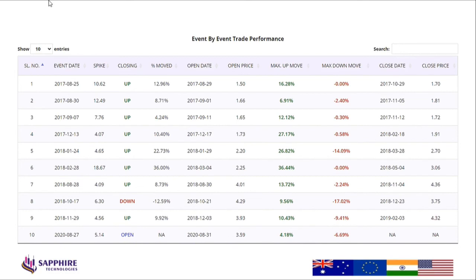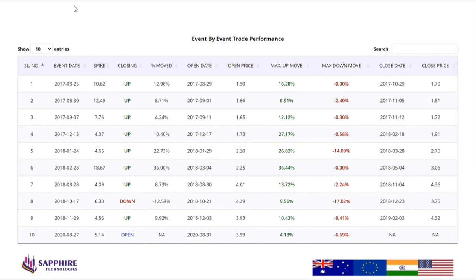Now, look at the number 1. So that spike had happened on 25th of August 2017. The spike was 10.62 times the average volume. And the stock had moved 12.96%. The maximum was 16.28, and the maximum move down was 0.00, which means that it was a great buy opportunity of the underlying stock.